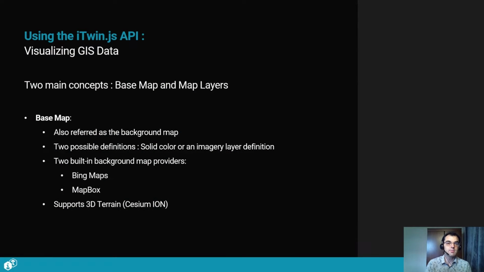So the main concepts of the iTwin GIS API are the base map and the map layer. The base map is also referred to as the background map. There are two possible definitions for the base map, solid color or imagery layer definition. There are two built-in providers, Bing Maps or Mapbox. We also support the 3D terrain.